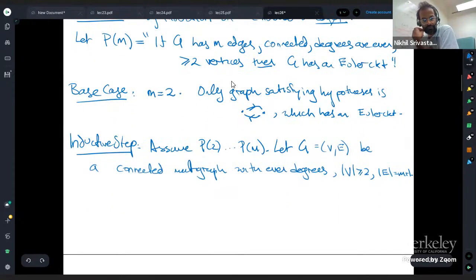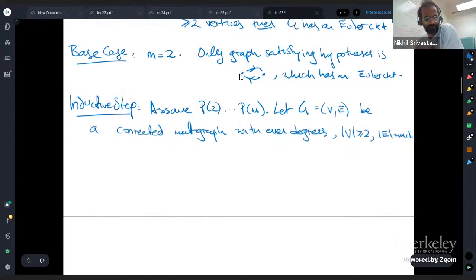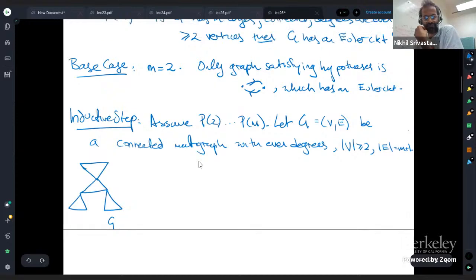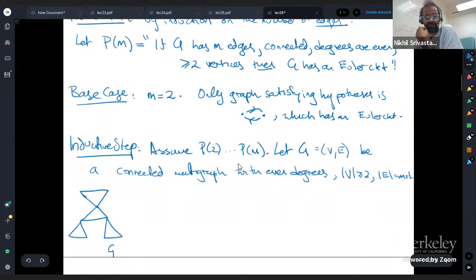So we have this graph G. Let's draw a picture of it. Let's have a running example just to see how the proof goes. Let's look at a simplified version of the graph we saw earlier. So that's our graph G. Now to do induction, I need to produce a graph with fewer edges, right? I want to use the inductive hypothesis.